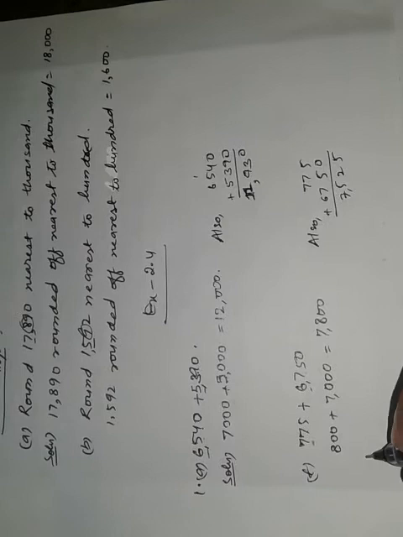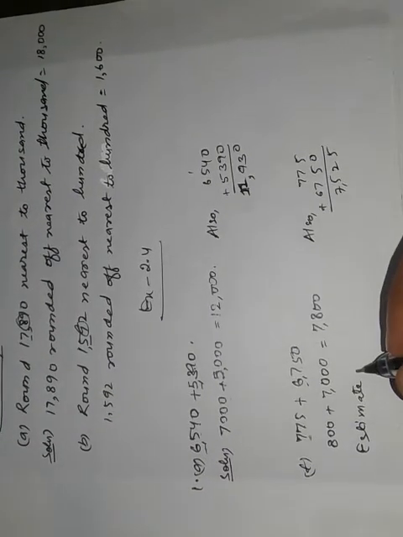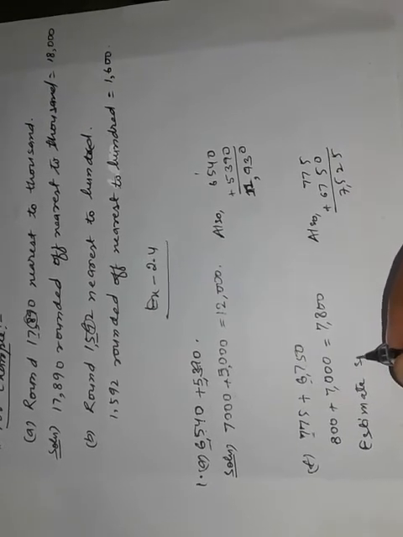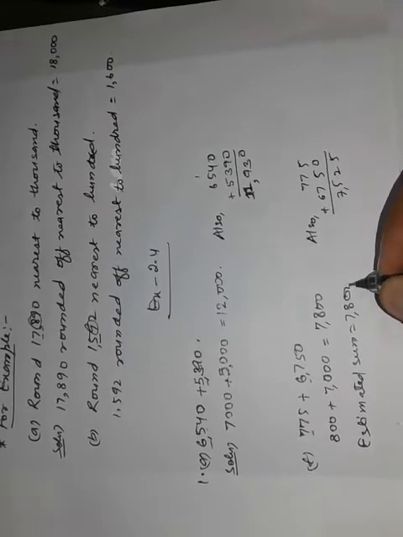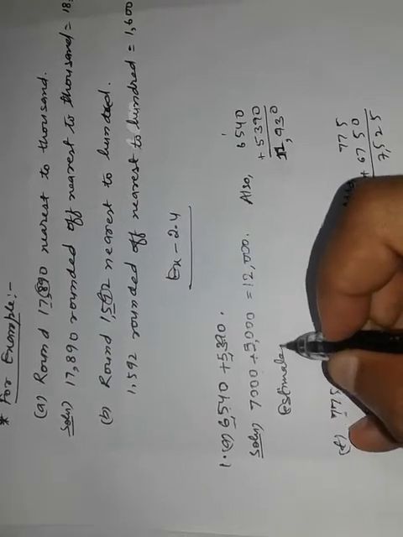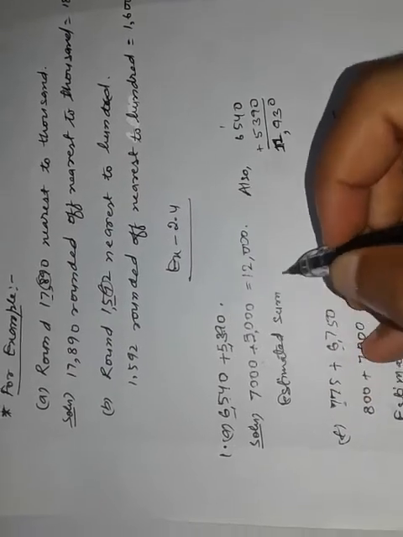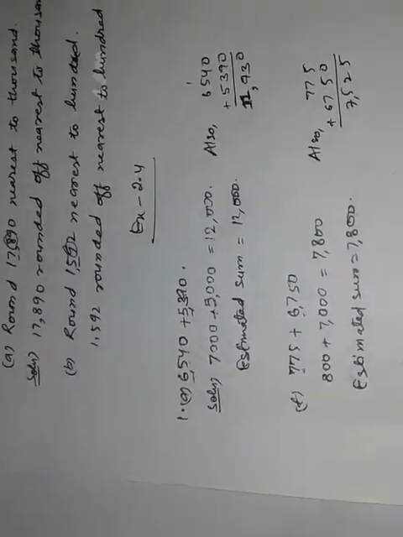Okay, so you write here: estimated sum equals 7,800. Here also you write: estimated sum equals 12,000. So again I explain the question.